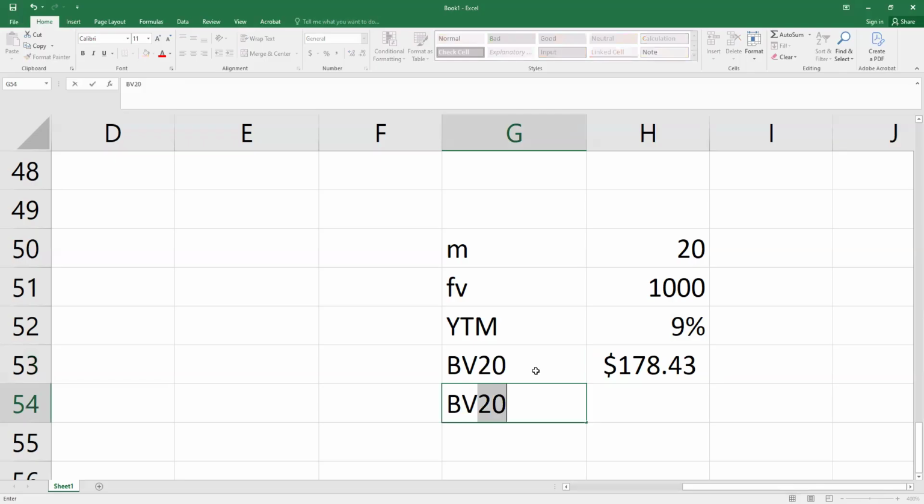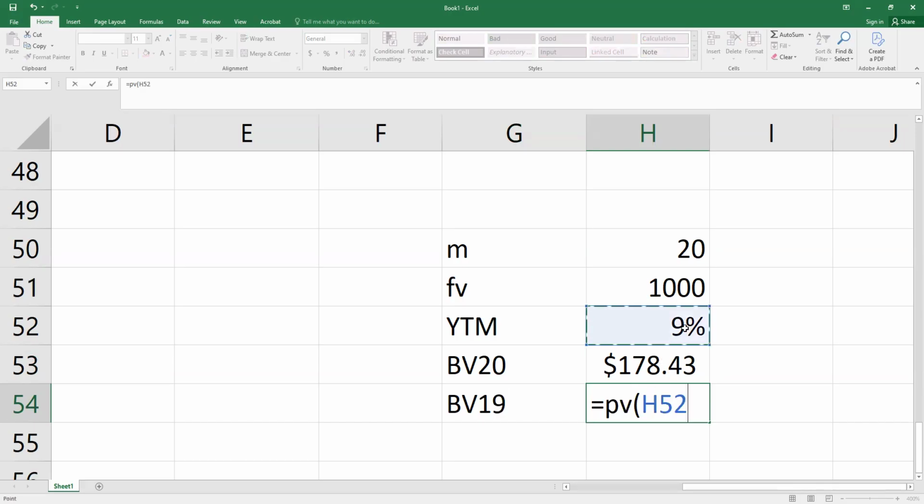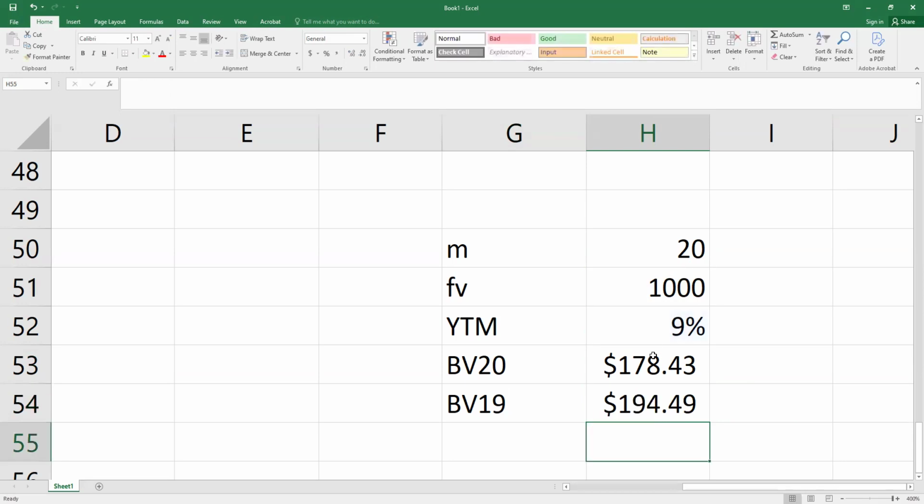But what about the bond value after 1 year, when 19 periods are left? So PV: you buy it now, and after 1 year you decide to resell it. For how much will you be selling it? Assuming that you're going to have the same YTM for the next year, the rate is this, the number of periods will be not 20 but 19, and the face value is going to be the same. And you will resell it for $194.